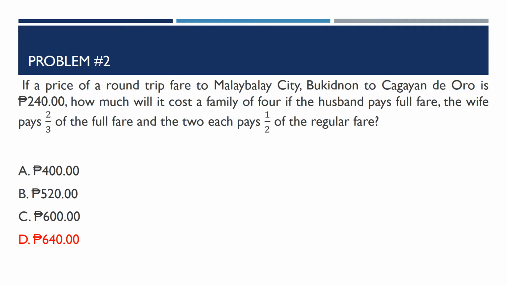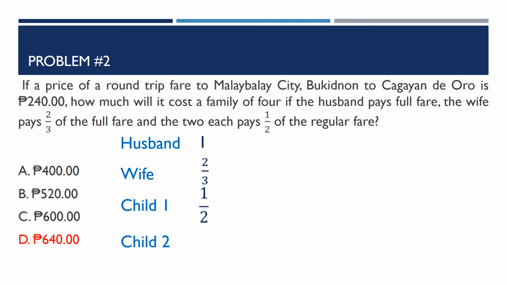So another way of solving this problem is to add first the fractions and then multiply the sum into 240. So let me show it to you. So let's list first those people involved, and then we're going to put the equivalent fraction, which is one whole fare for the husband, 2/3 only for wife, and 1/2 for both kids.